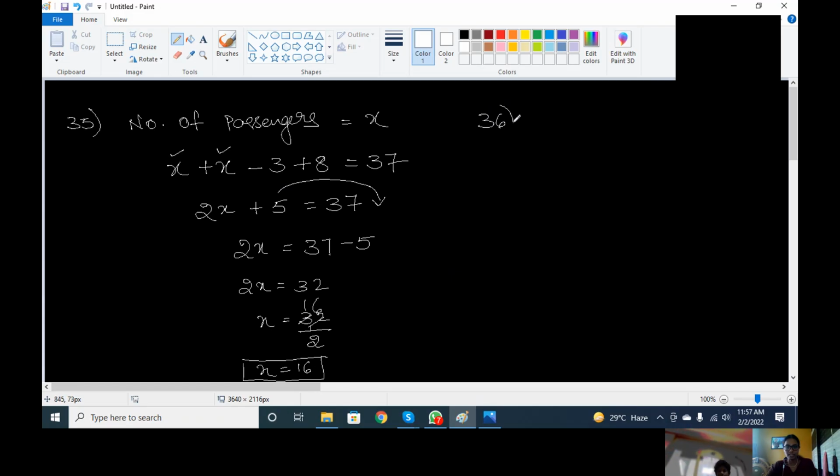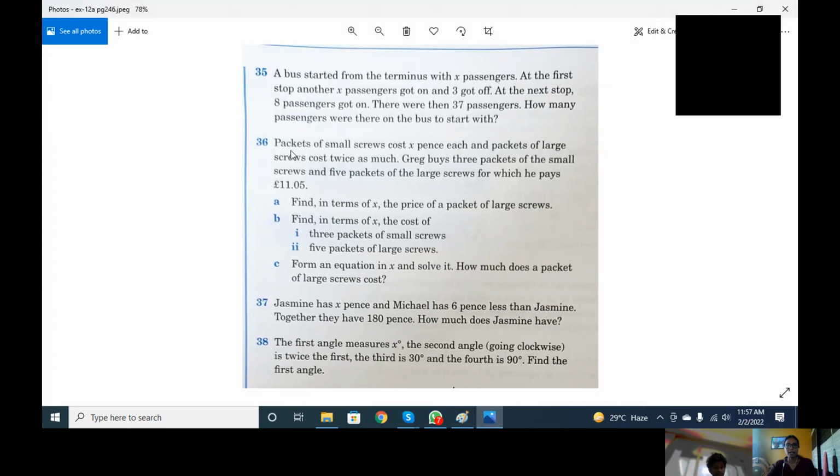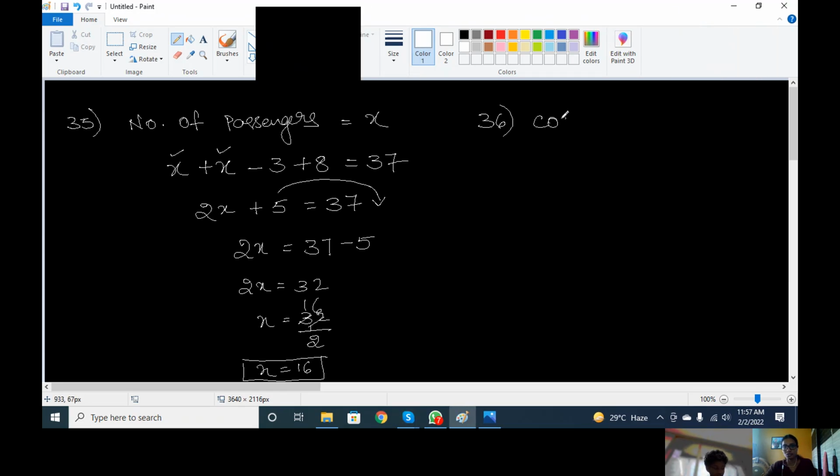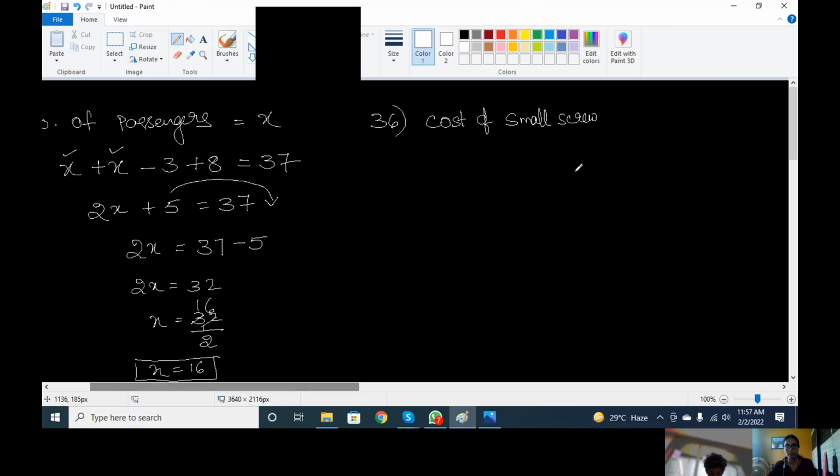Let's move to question number 36. Packets of small screws cost expense each and packets of large screws cost twice as much. Let's write the statements for this. Packets of small screws cost expense. So cost of small screw packets is equal to expense.